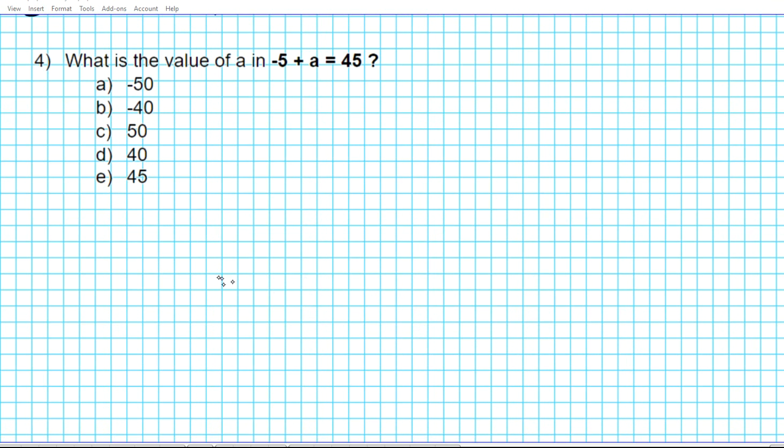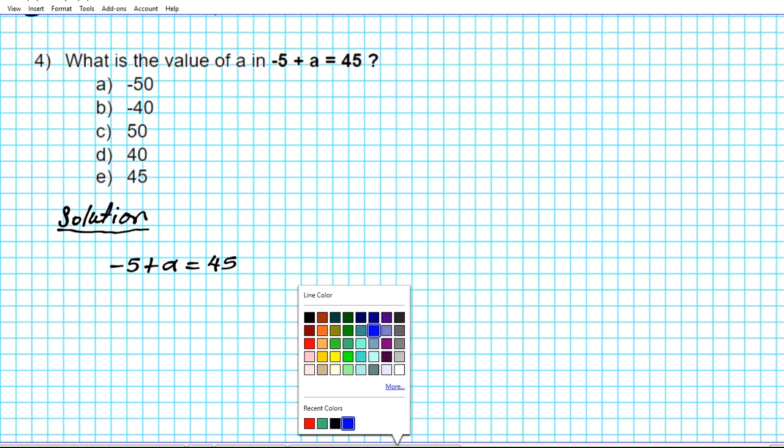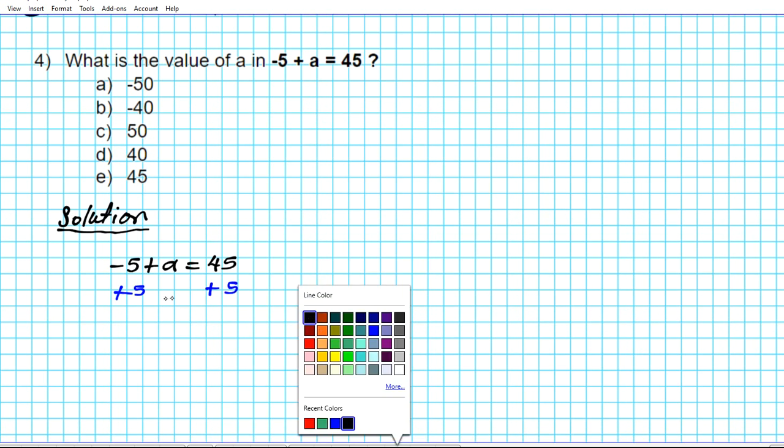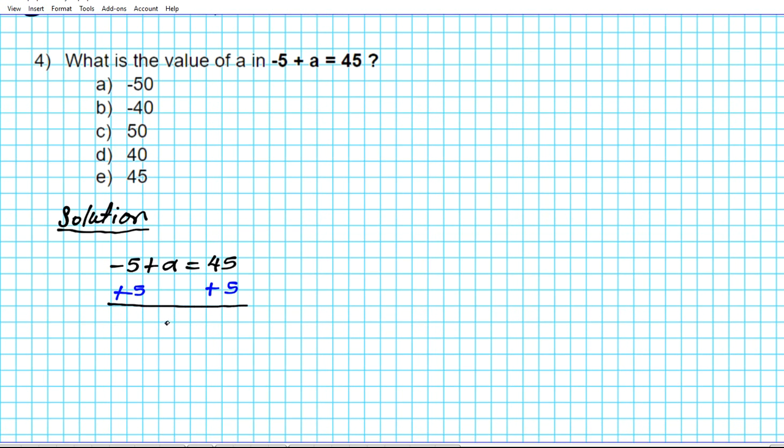Alright, let's take a look at number 4. We have to solve the equation -5 plus a equals 45. We can solve this by just using one step. We want to get a by itself. So the one step that we're going to be carrying out is simply to add 5 to both sides. That will result in the isolation of a. And our final answer, we have a, 45 plus 5 is 50. Answer to question number 4 is option letter C.